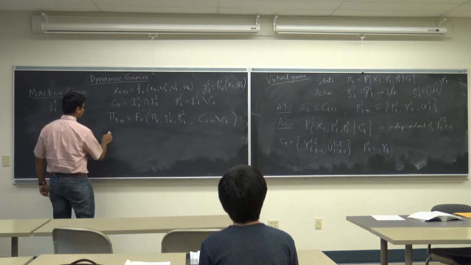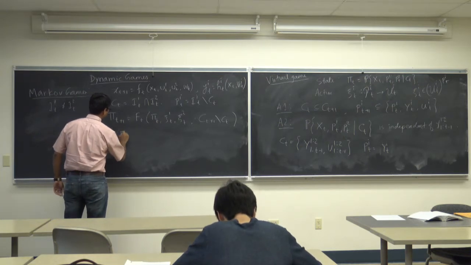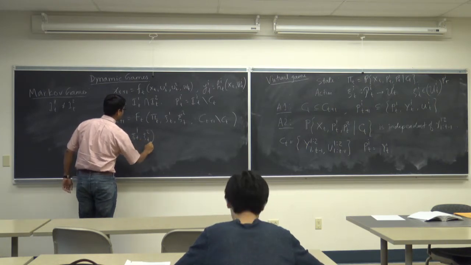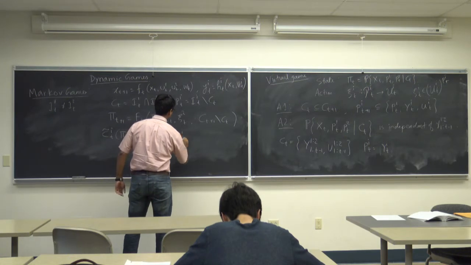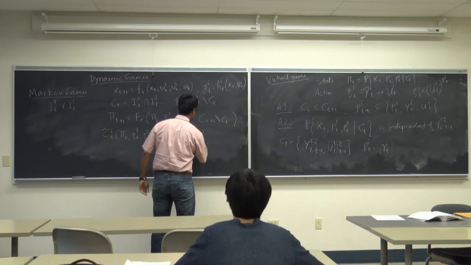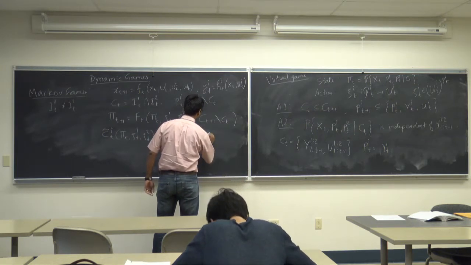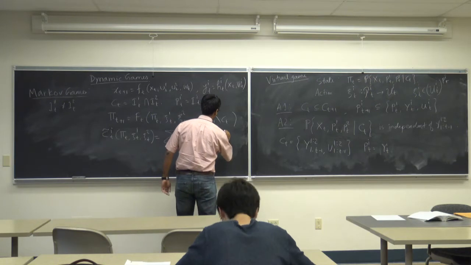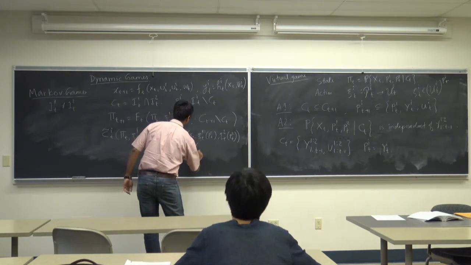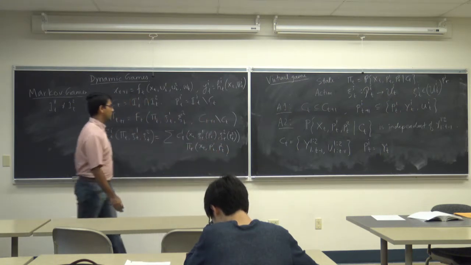I'm going to define the cost function C tilde^i_t as a function of pi_t, c^1_t and c^2_t as the summation over x_t, p^1_t, p^2_t of C^i_t(x_t, c^1_t(p^1_t), c^2_t(p^2_t)) multiplied by pi_t(x_t, p^1_t, p^2_t).